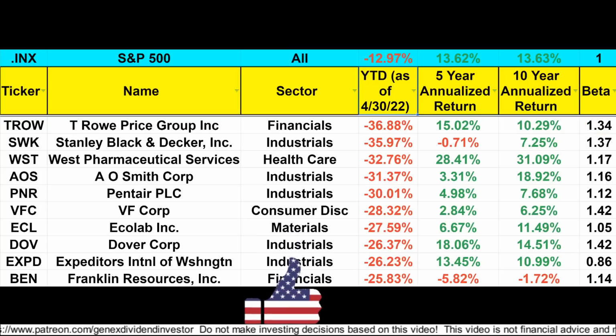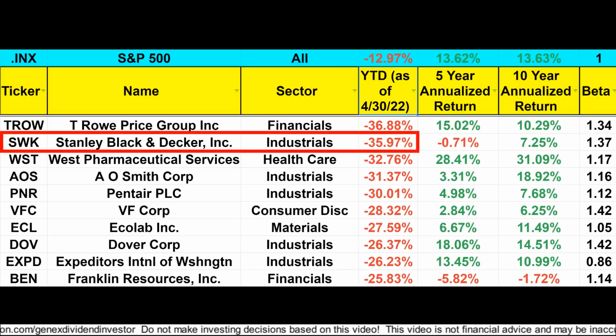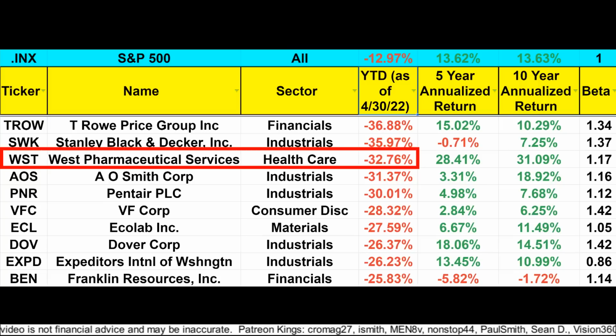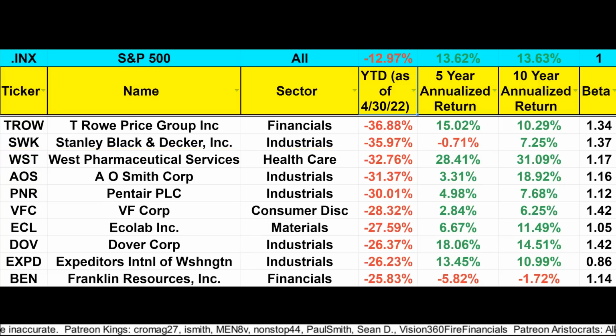After T. Rowe, the next worst performing for the year is Stanley Black & Decker, which has fallen by 36% this year and also has a higher beta at 1.37. That being said, SWK is looking pretty compelling purely from a stock price perspective right now. Then the third worst performing Dividend Aristocrat this year is West Pharmaceutical Services, which is down almost 33% year to date. But West has an astronomical 5-year annualized return of 28% and an even more amazing 10-year annualized return of 31%, which means it outperformed the market.